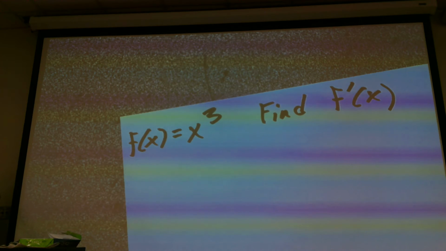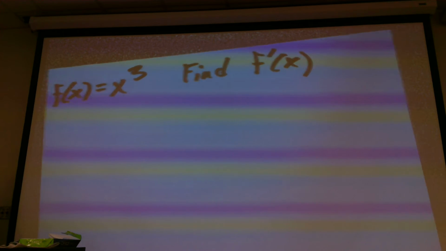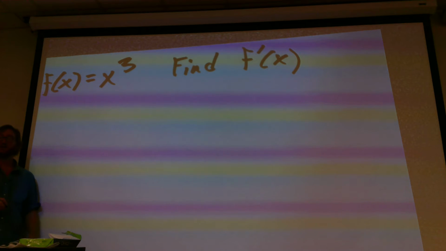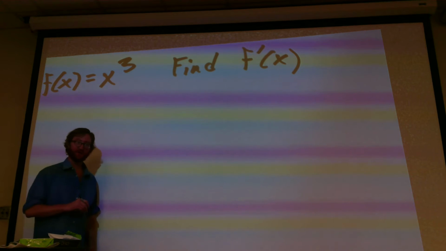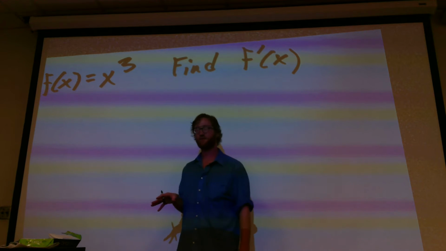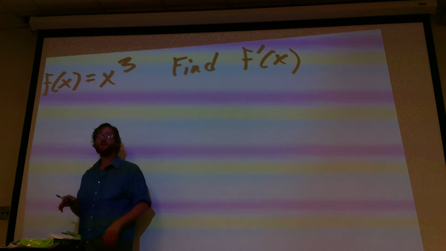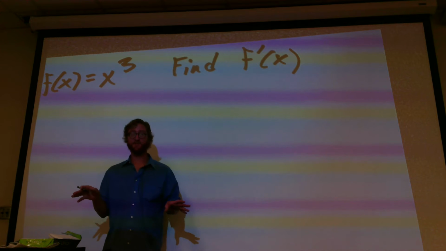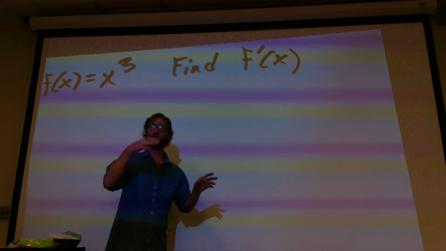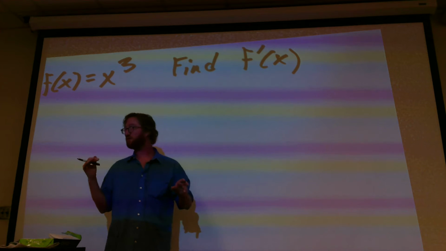Okay. So let's start out with n equals 3. And so we have f of x, which is going to equal x cubed, and we're going to try to find the derivative of x cubed. Some of y'all might already know that it's 3x squared by the power rule, because it spits out the number that's on top and drops it down by 1.